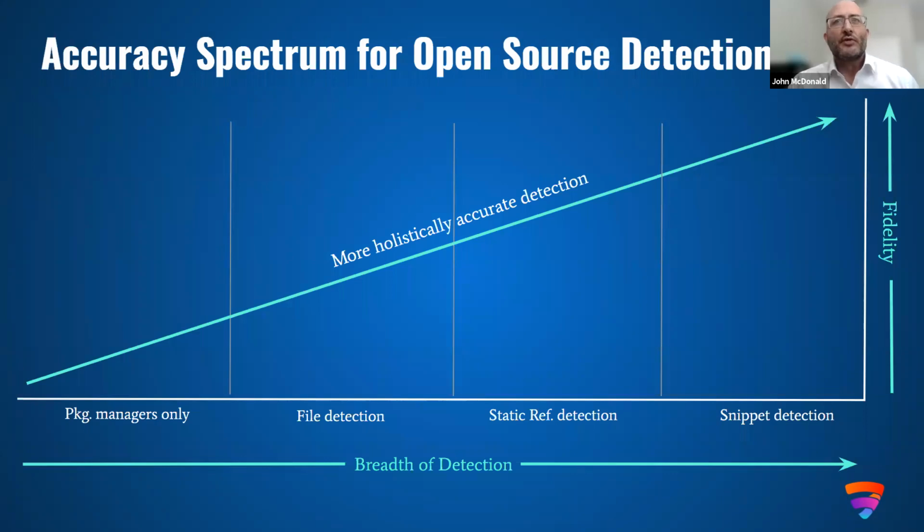So let's consider visually the spectrum of open source detection. If we chart that data, it looks something like this. With broad detection, meaning the ability to find all of the open source in all the places it hides, correlated with fidelity of results. And fidelity is the ratio of signal to noise. So what percentage of the results are true positives versus false positives, and what percentage were missed altogether. Clearly, as we move up and to the right, the accuracy of detection improves.